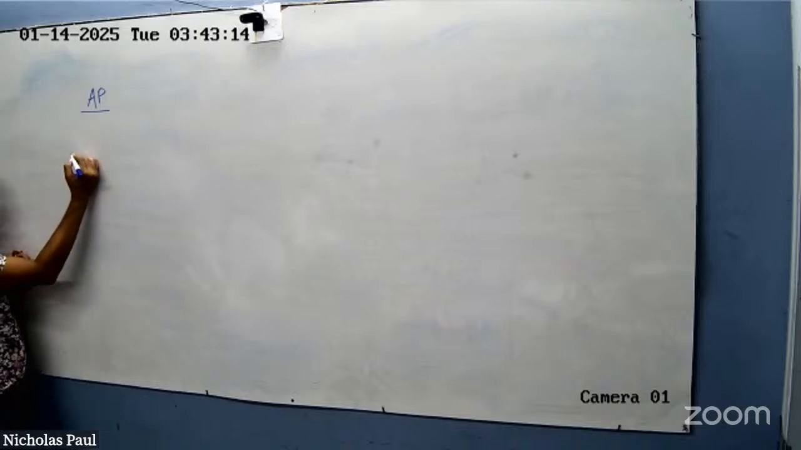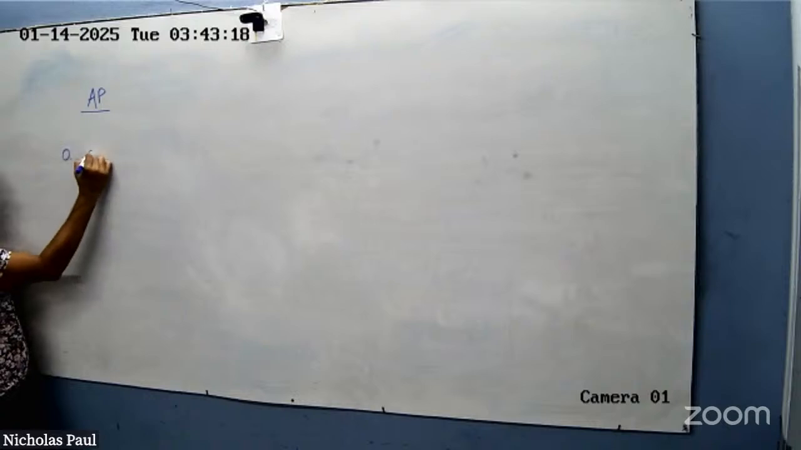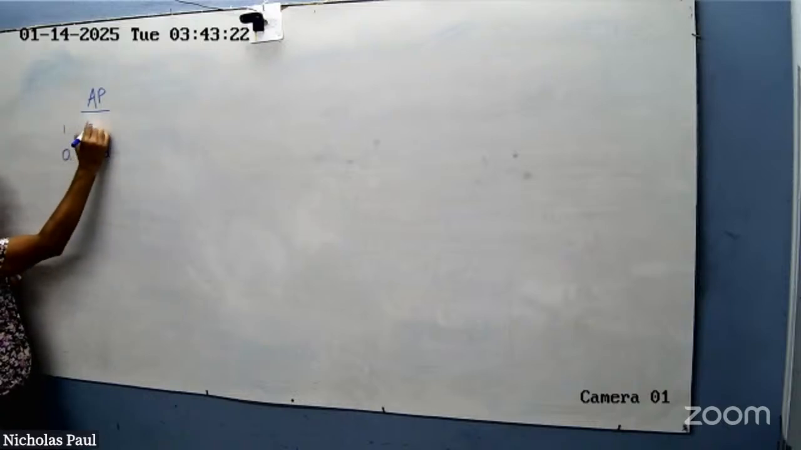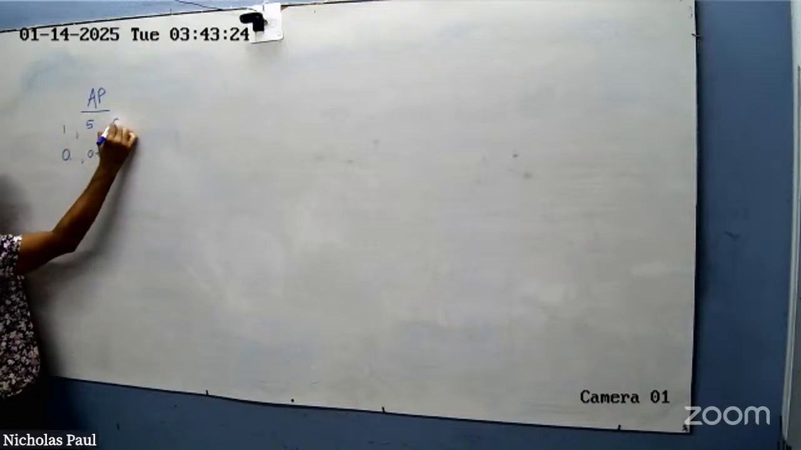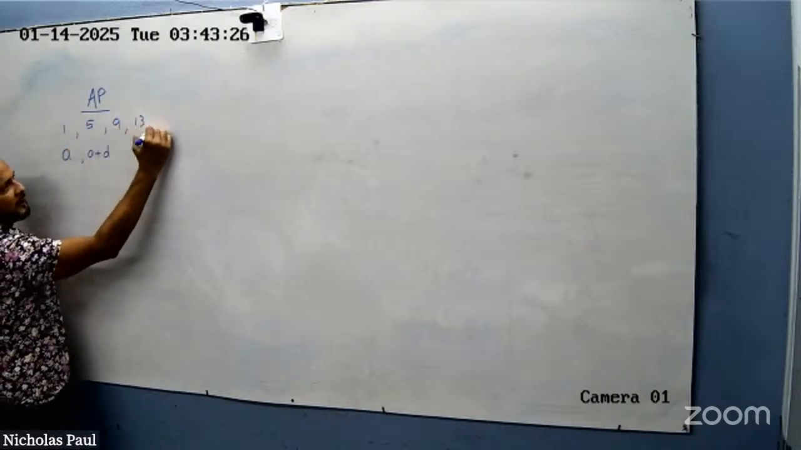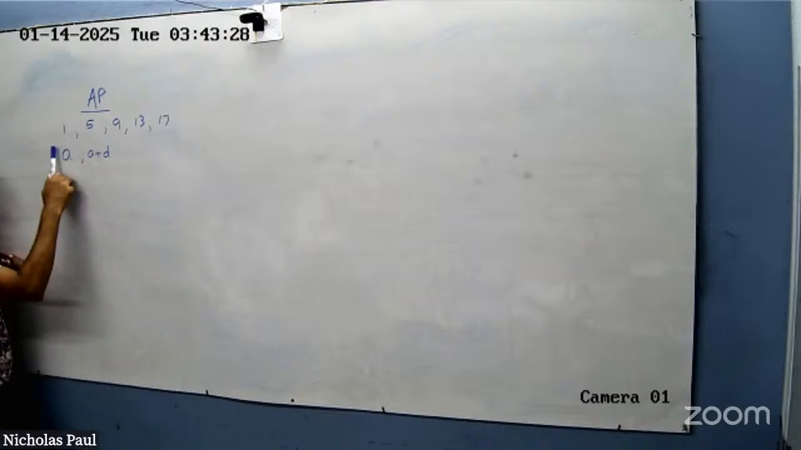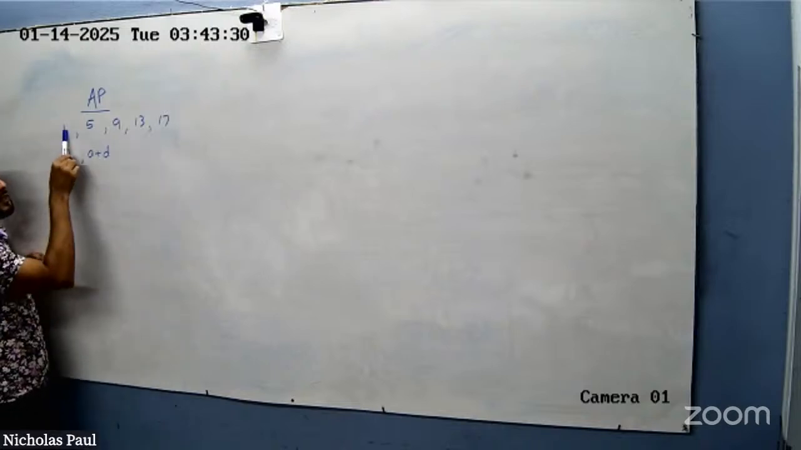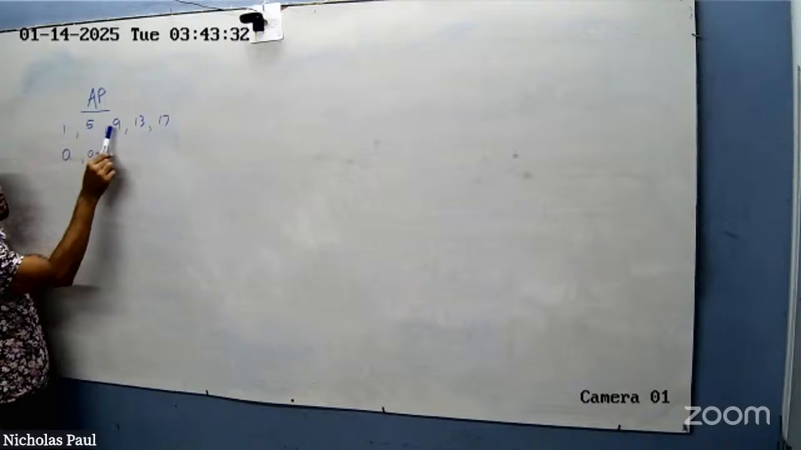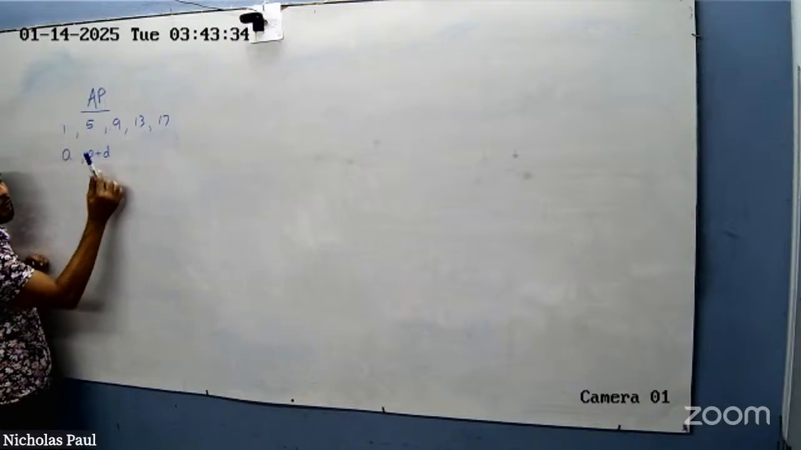So APs follow a sequence like this: A, A plus D. I'm going to give you a simple example. 1, 5, and I can keep adding 4: 9, 13, 17. This is an example of an AP. The first term is A, and they are all changing by a value D, right?